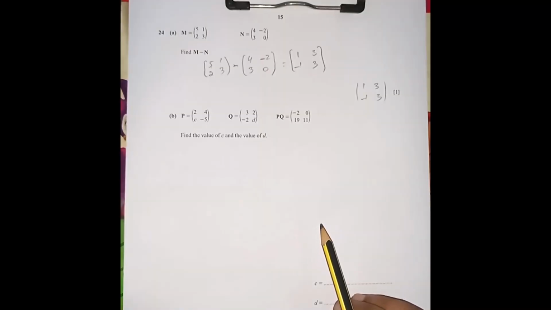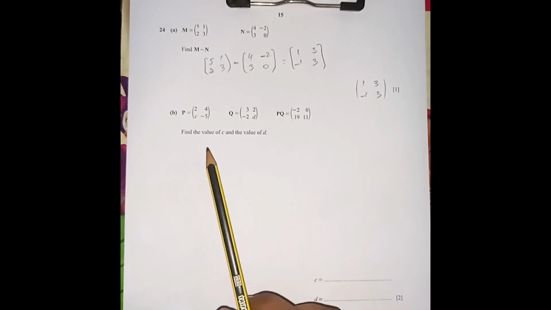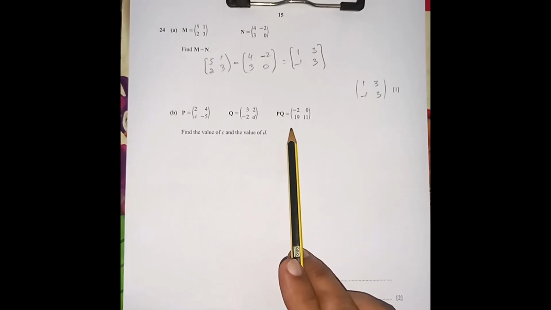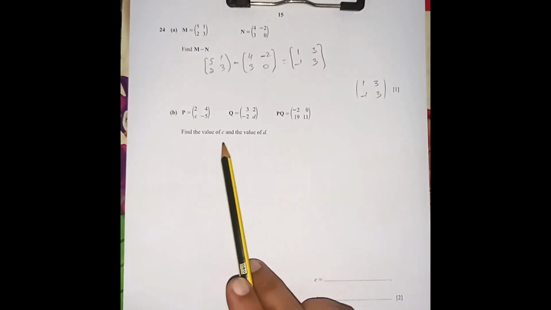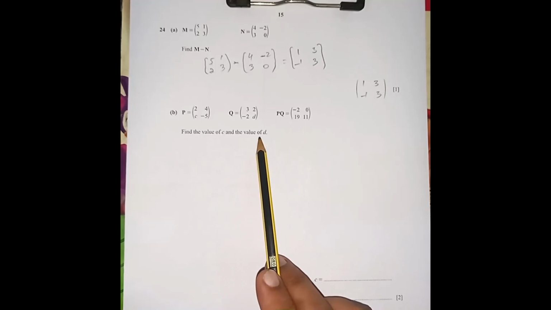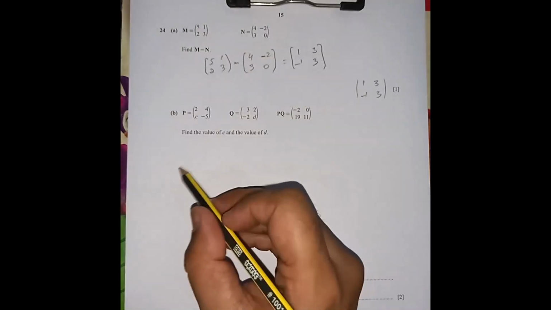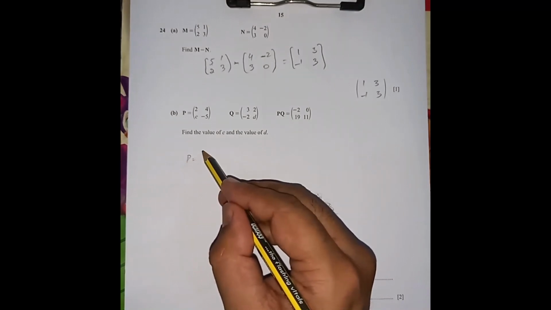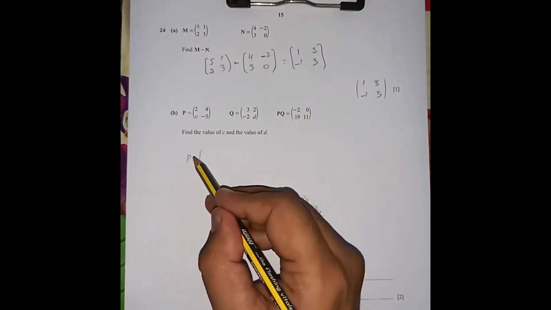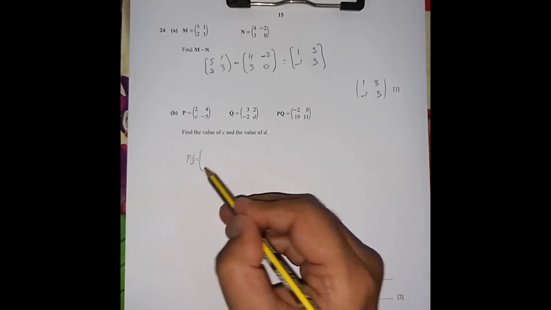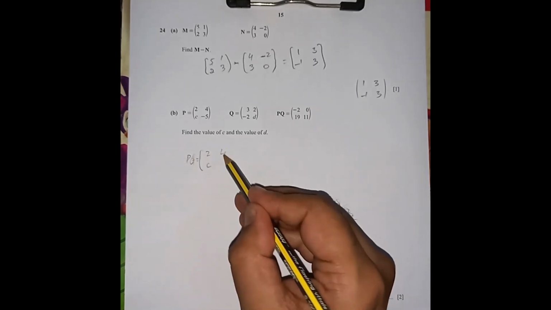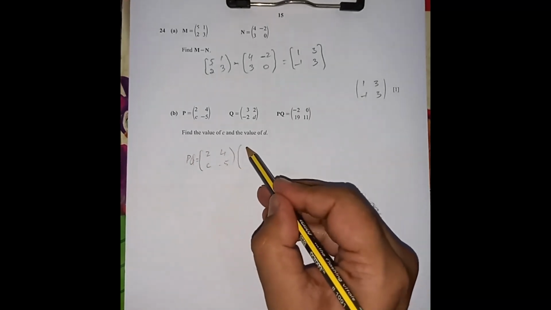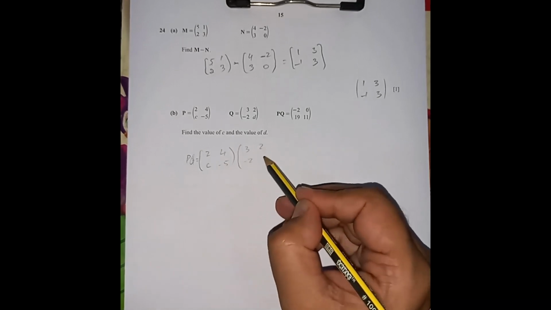Okay, now question 24b. So P and Q are given, and the product PQ is also given. Find the value of C and the value of D. So we have to write here P into Q. So P is 2, C, 4, -5, and Q is 3, -2, 2, and D.